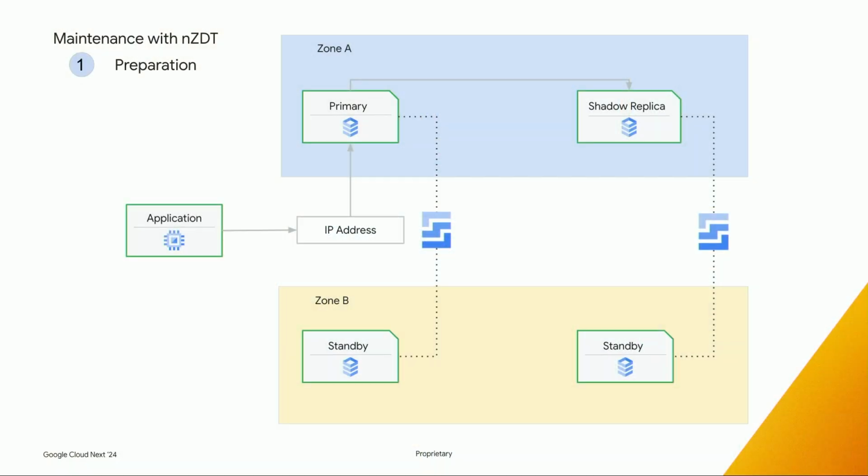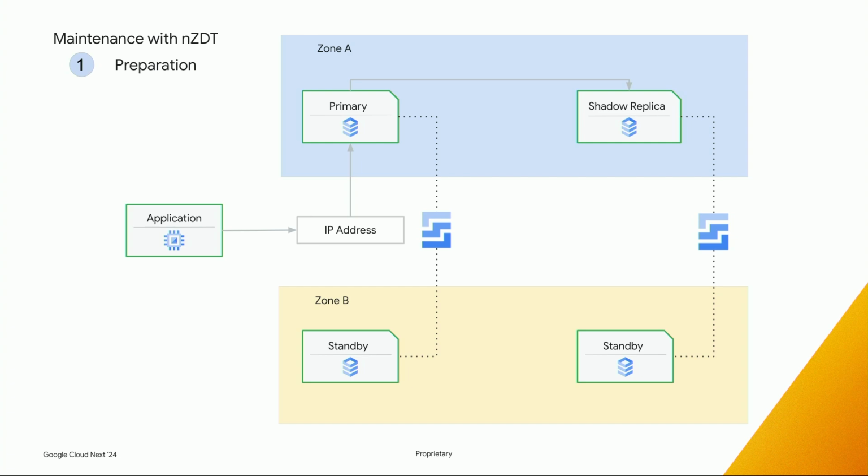The first thing that happens is when the maintenance event begins, Cloud SQL creates a shadow replica, which is also a highly available replica with its primary coinciding and co-locating with the same zone where the current primary instance is running, and its standby co-located with the standby of the current primary instance. So as you can see, my primary and shadow replica are in zone A, and both my standby are in zone B.